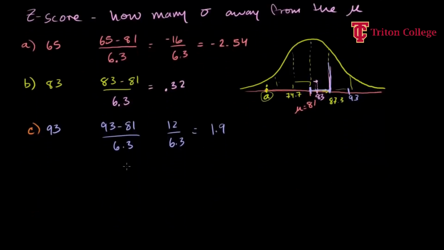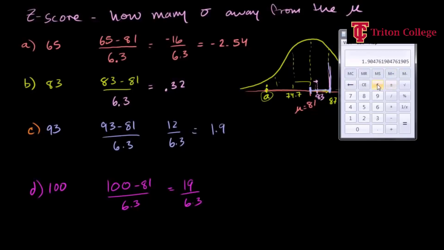So we got D here. I'm going to scroll up, and we'll do D, a score of 100. We'll plug in the numbers: 100 minus 81 over our standard deviation, which is 6.3. So what do we get? Well, let's do the math really quick. You could use a calculator if you want, but this is going to be 19 over 6.3. If we whip our calculator out, we do 19 divided by 6.3, and we get 3.1 deviations above our mean. This is almost an outlier.